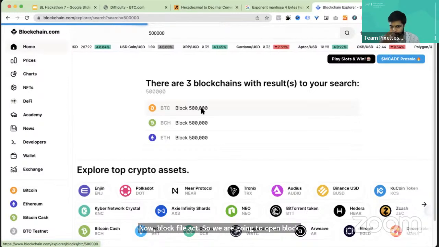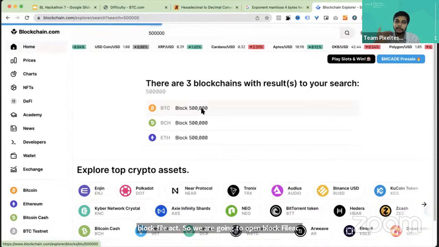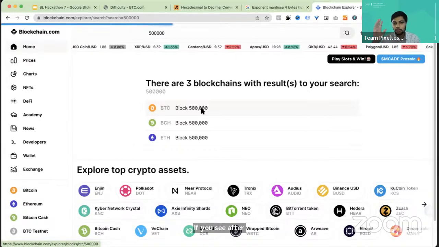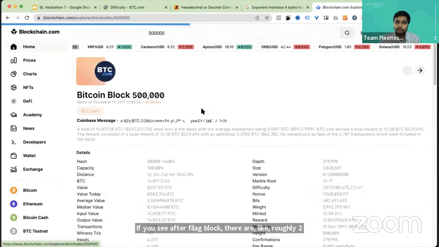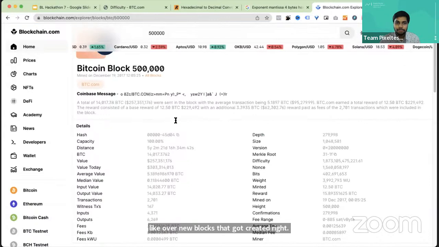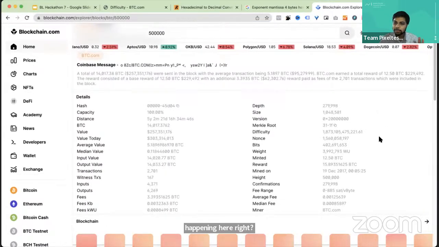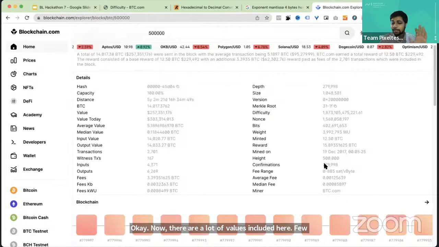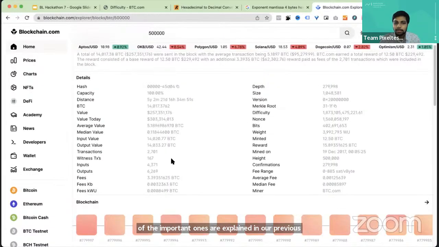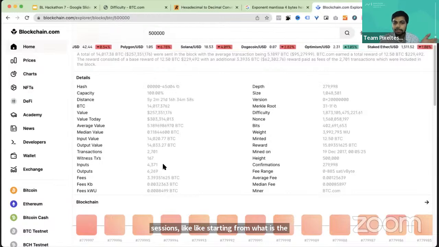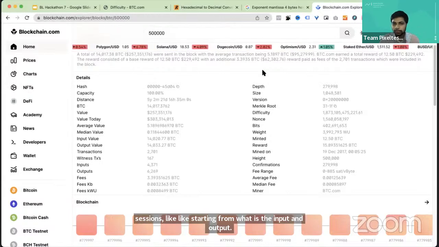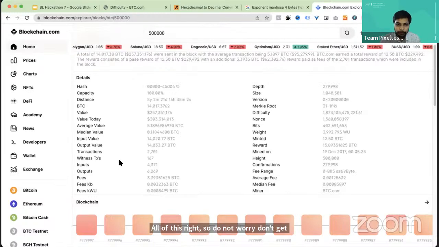Now, if you see after 5 lakh block, there are roughly 2 lakh new blocks that got created, right? So we'll understand what confirmations are happening here. There are a lot of values included here. A few of the important ones were explained in our previous sessions, like the input and output. So do not worry, don't get overwhelmed. We are going to just see a few things.